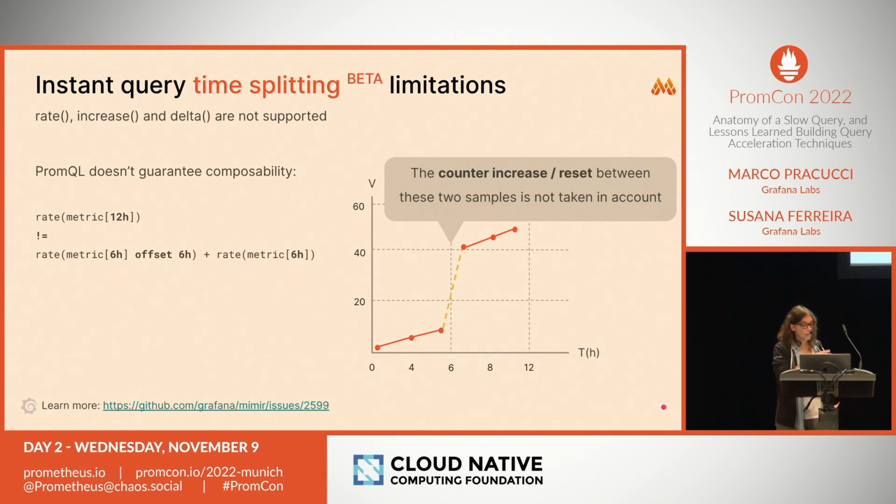So for instance, just to clarify in this graph, if you look at the first interval between 0 and 4 hours, it has a very slight increase, and the same happens between 6 and 12 hours. However, if you look at the sample immediately before the 6 hours and the sample immediately after the 6 hours, we see that there is a very high increase that is not taken into account when we do this sum over rate.